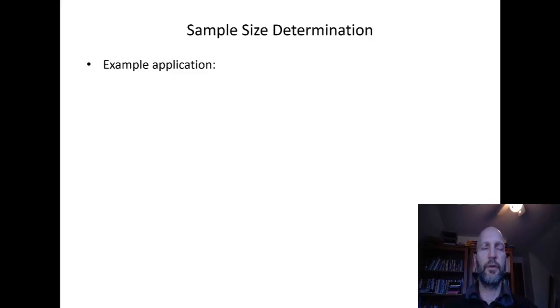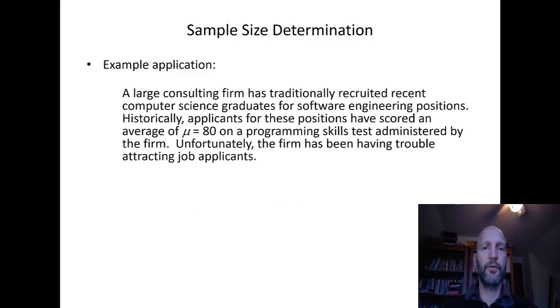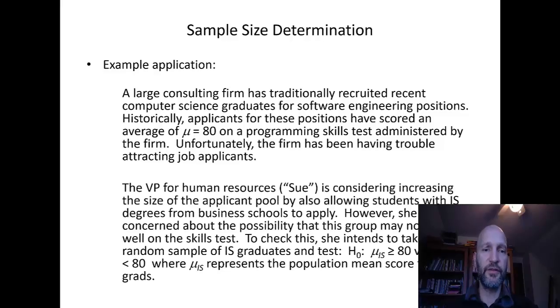Here's an example application. A large consulting firm usually hires computer science graduates for software engineering positions. Applicants for these positions are always given a skills test on which they historically have scored an average of 80. The firm's run into hard times and is having trouble filling these positions. And so the VP for Human Resources, Sue, decides that maybe they should allow information systems, or IS, degrees from business schools to apply. However, she doesn't want the talent in the company to be compromised by doing this.